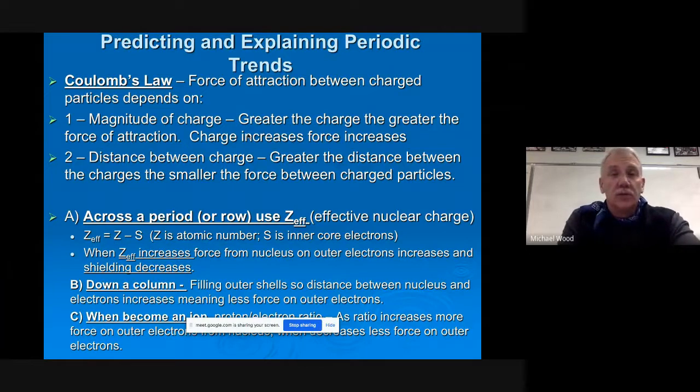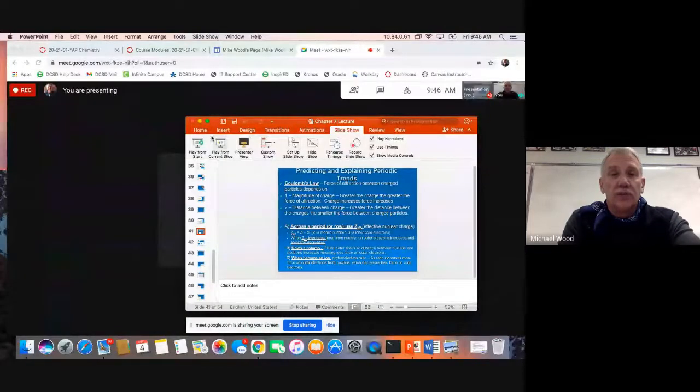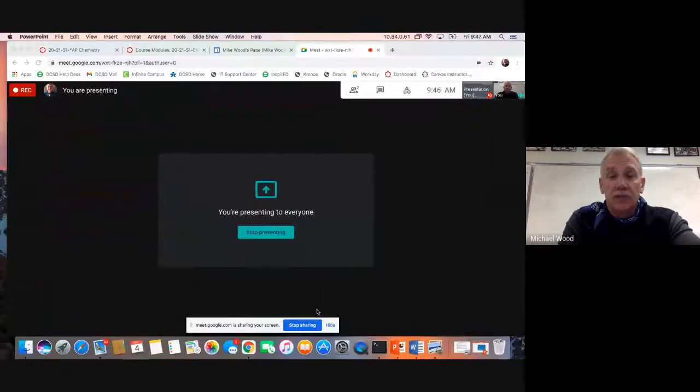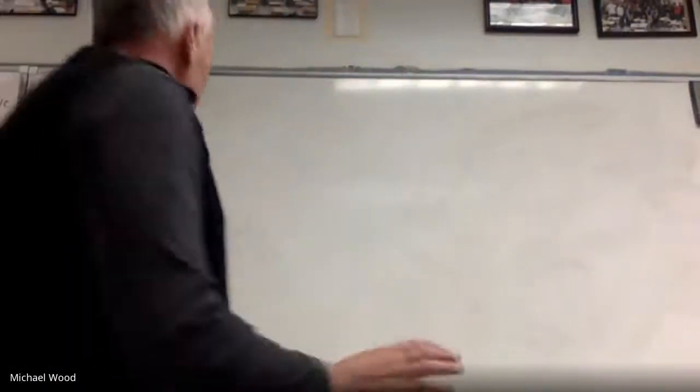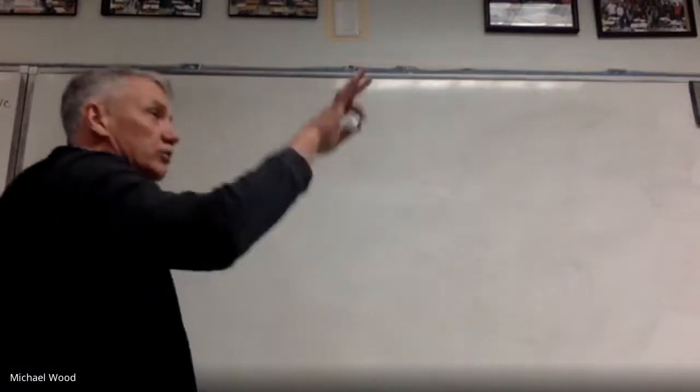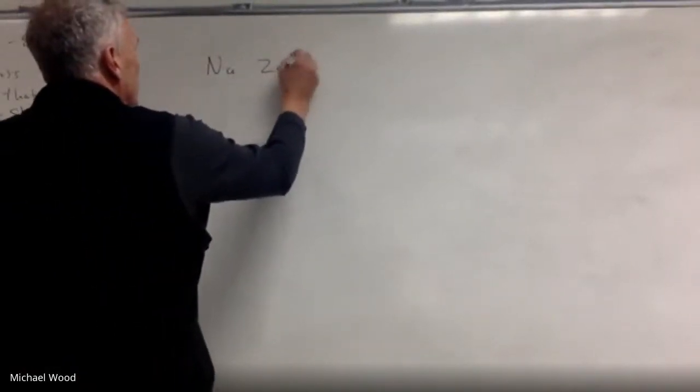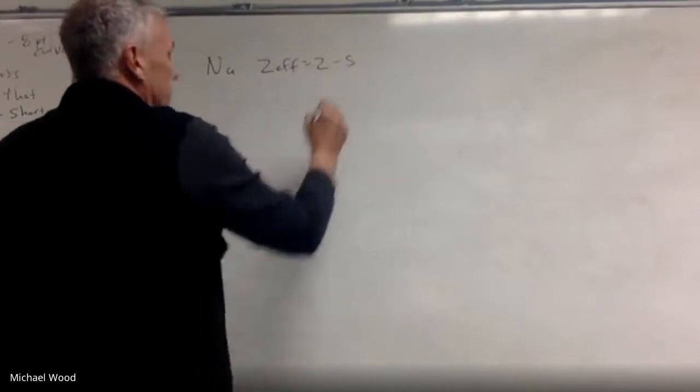Okay, so let me just do a couple of examples here on the board, and that'll be it. I'm not going to do too long a lesson today. The first one in the notes, point A, was this Zeff thing across a row. So I'm going to do the third row of the periodic table, starting off with sodium. So the Zeff, which is Z minus S.